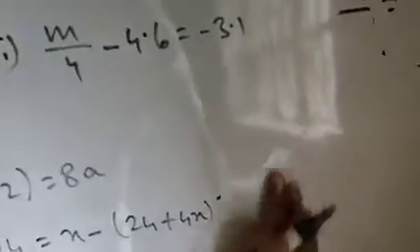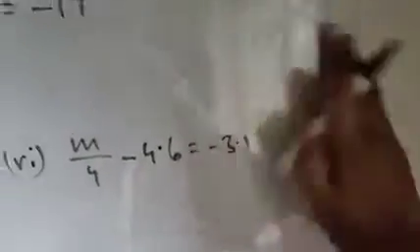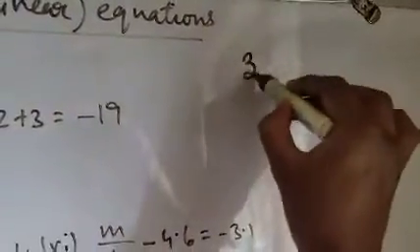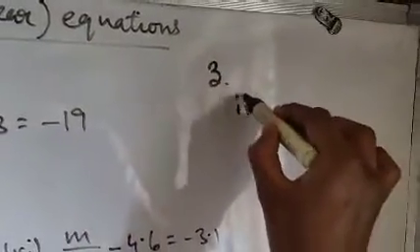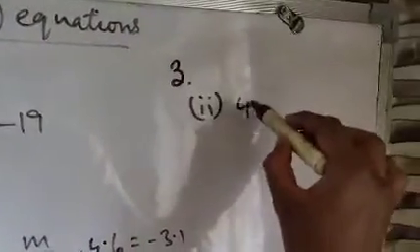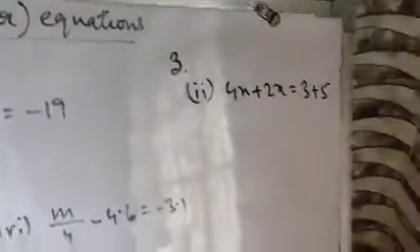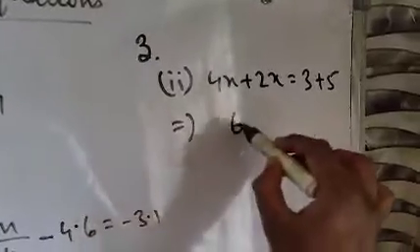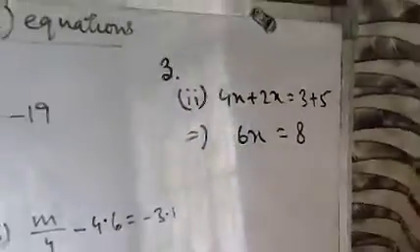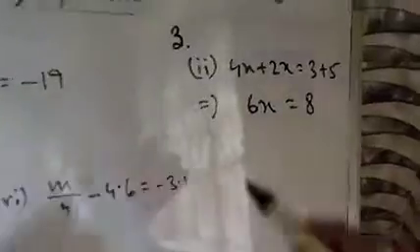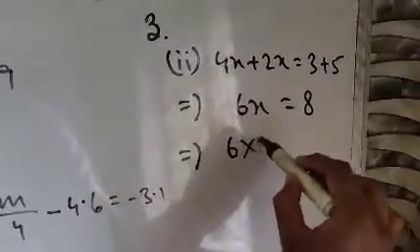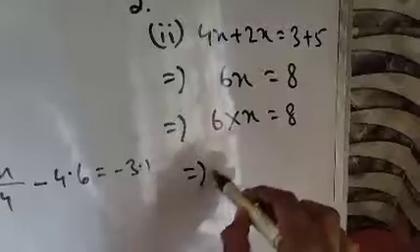Next, question number 3, last part. Equation is 4x plus 2x equal to 3 plus 5. So 4x plus 2x means 6x, 3 plus 5 means 8. 6x means 6 multiplied by x. Now find the value of x.